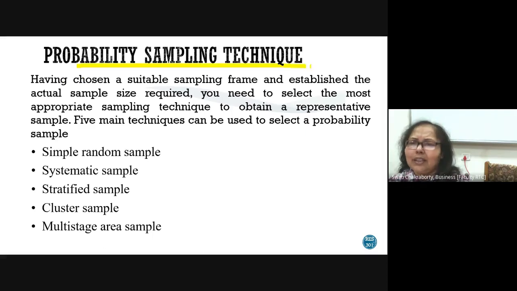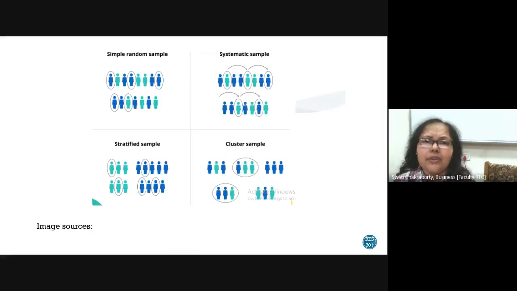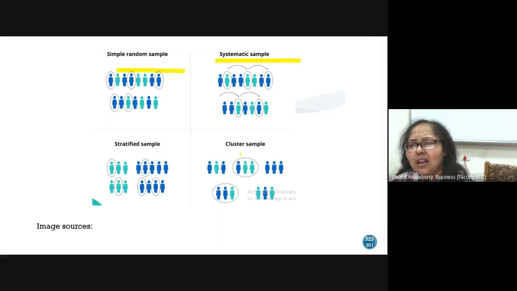Now, probability sampling techniques, we continue there. Having chosen a suitable sampling frame and established the actual sample size required, now you need to select the most appropriate sampling technique which would obtain a representative sample. There are 5 different techniques which can be used to select a probability sample: simple random sample, systematic sample, stratified sample, cluster sample, and multi-stage area sample. So we go into more details. See this? This is simple random sample, systematic, cluster sample, stratified sample. Okay, this is the picture.